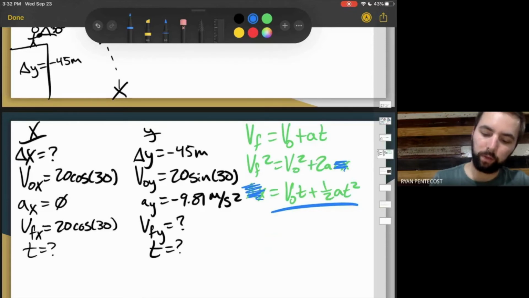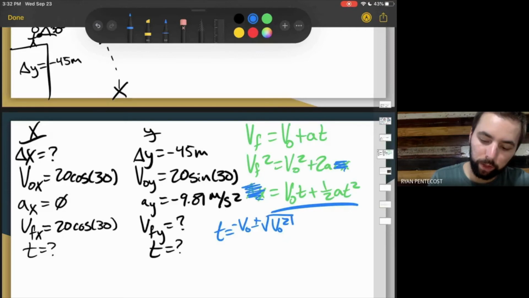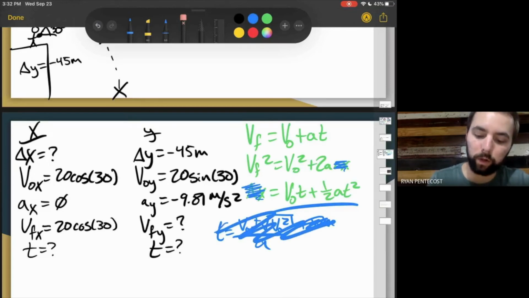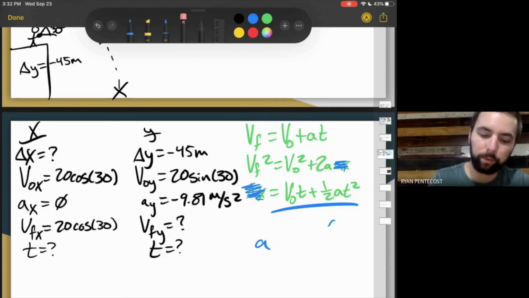Let's see. If we solve the second one, there's not even time in that. We have all of that information, v naught, v final, and a. So that doesn't help us. And then if we solve for a quadratic, we've got negative v naught plus or minus square root v naught squared, because 2a delta x, that's 0, because acceleration is 0. Divide by a, that's also 0. So none of these will work. Can't solve it with x, right? That's not going to happen.